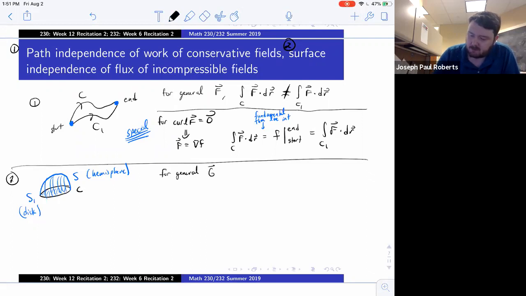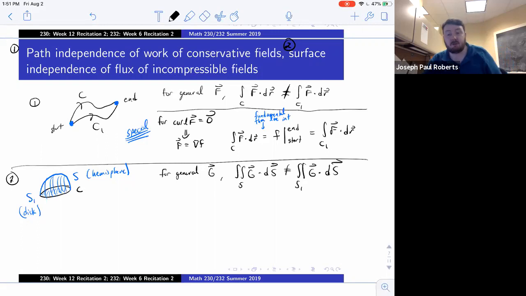So for a general vector field G, the flux of G across S is not equal to the flux of G across S1. In general, the surface matters. You can't just change a hemisphere into a disk and expect to get the same flux.